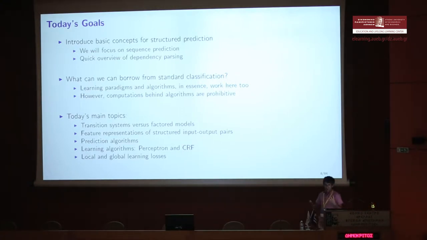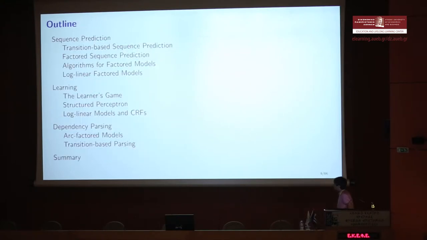Okay, so the main topics: I'm going to show some trade-offs that have to do with representation and computational tractability, and I'm going to present two major families of structure prediction methods, namely transition-based systems and factored models. I'm going to focus a lot, as I said, on the representation of the input-output structures in the model and the fact that we need to make predictions. I'm going to review learning algorithms, namely perceptron and CRFs, and I'm going to be discussing the losses we use in structure prediction. Okay, so this is more or less the plan for today.